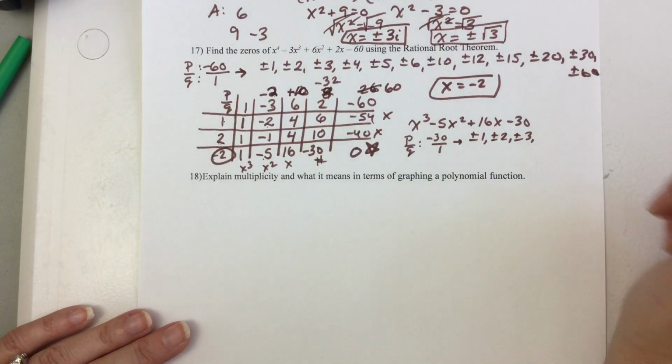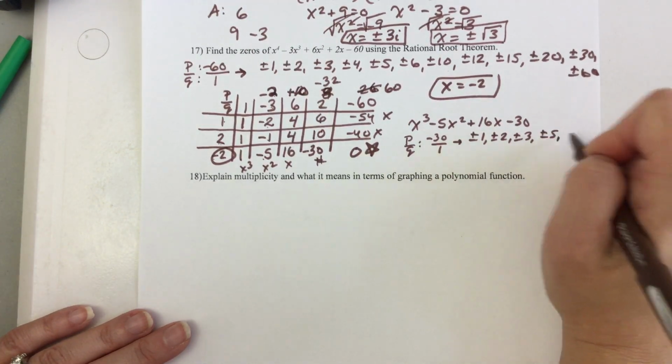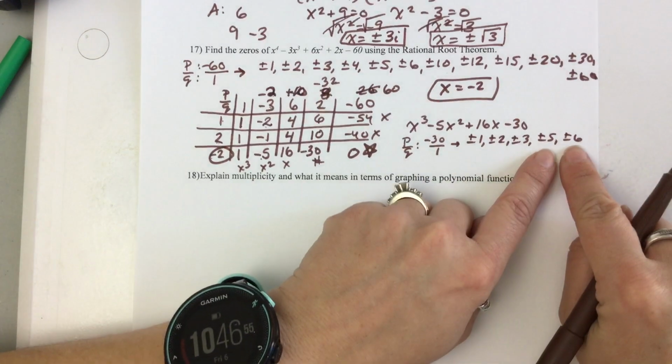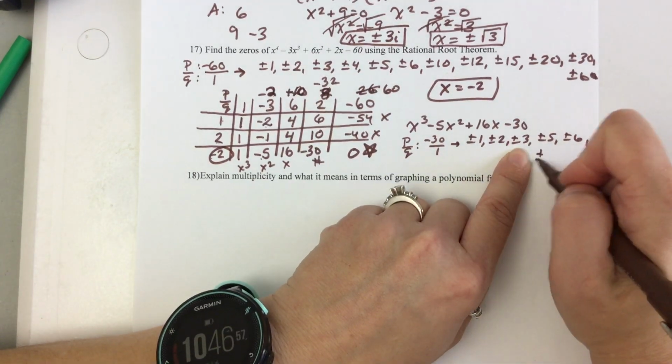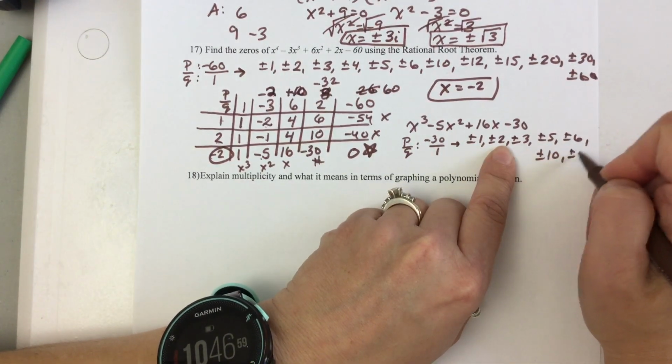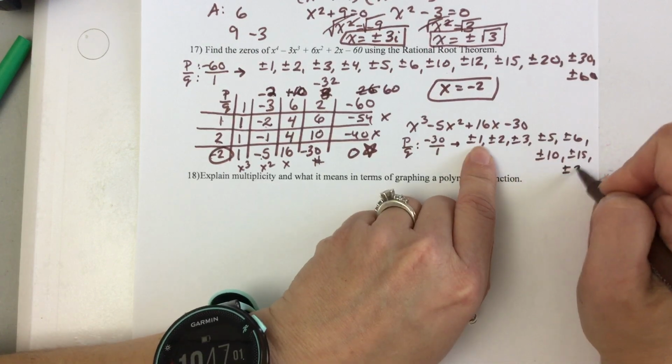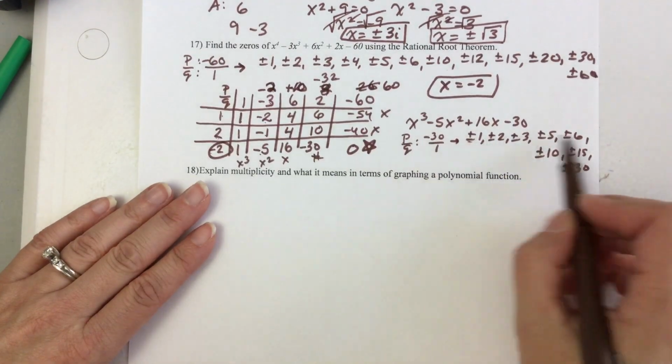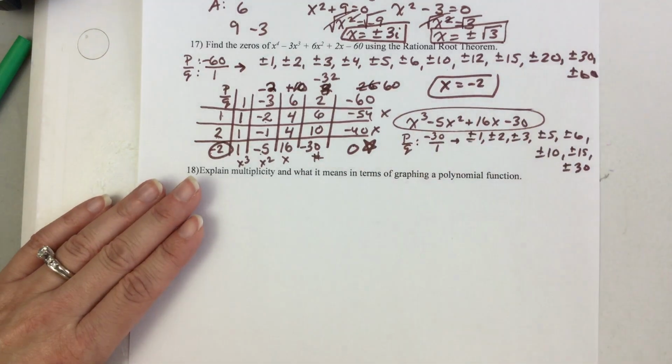30 is not divisible by 4. Plus or minus 5, plus or minus 6. 5 times 6 is 30. So the next one goes with 3, so it's a 10. Then with 2, so it's a 15. Then with 1, so it's a 30. So here's my possible answers for this polynomial.